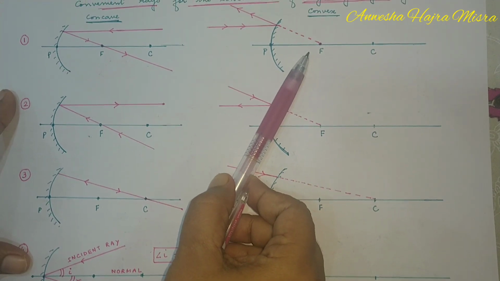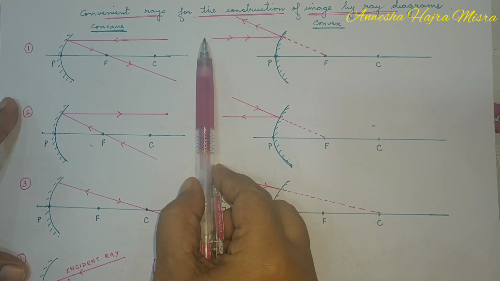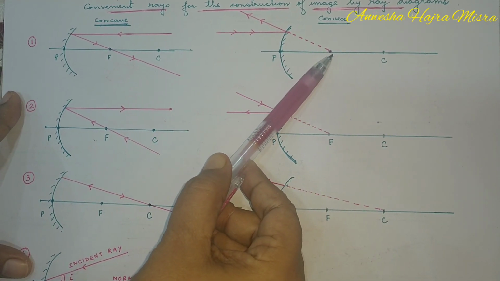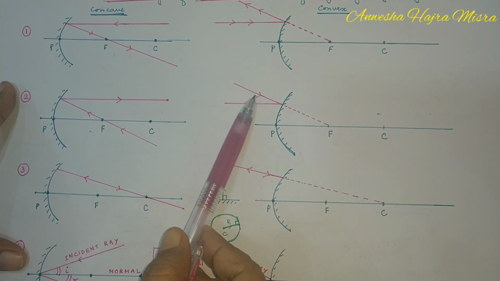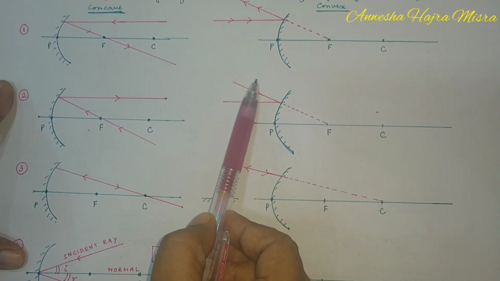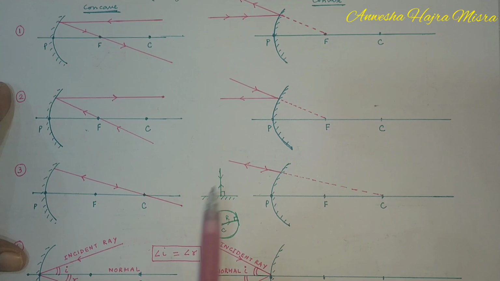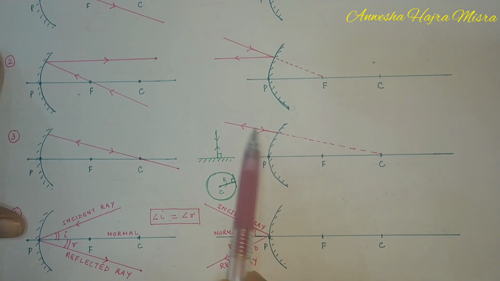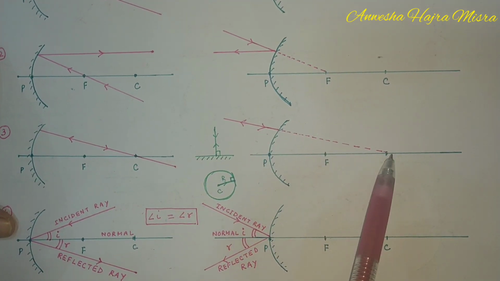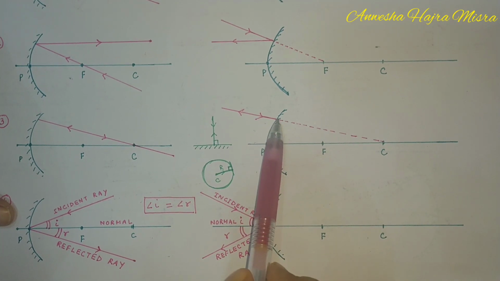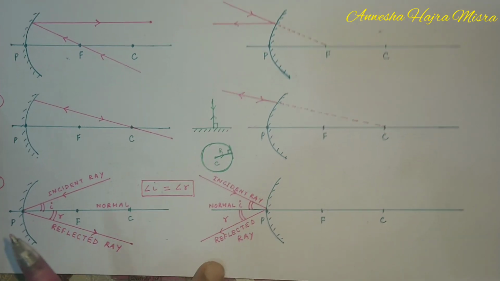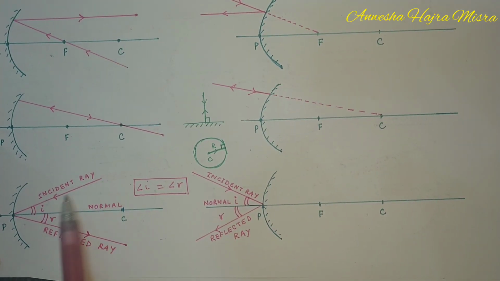For convex mirror, this side is the reflecting surface. A ray parallel will be reflected in such a way that, extended backward, it will meet at focus. A ray which was coming towards the focus, after reflection, will go parallel. This follows the principle of reversibility of light. A ray which falls normally on a mirror, normally means it should be passing through the center of curvature of the mirror. A ray which falls normally on the mirror, that is, it was passing through the C, will be reflected back. And the last, fourth one, this is my incident ray.